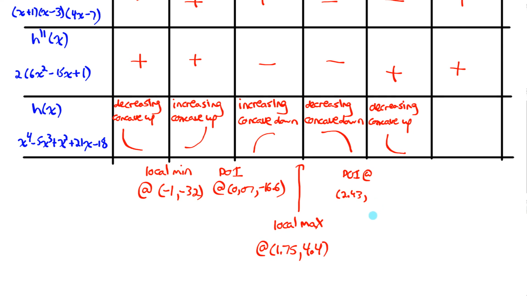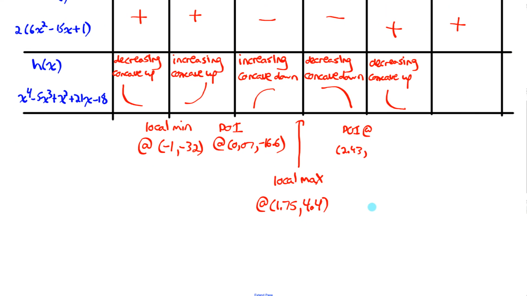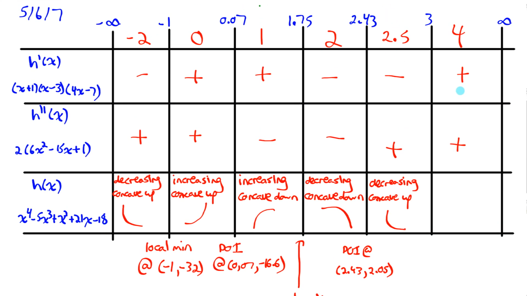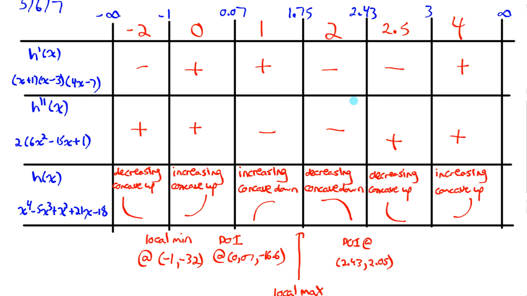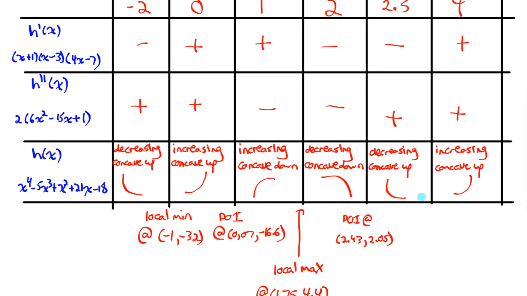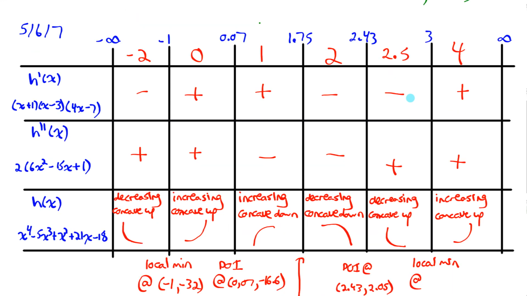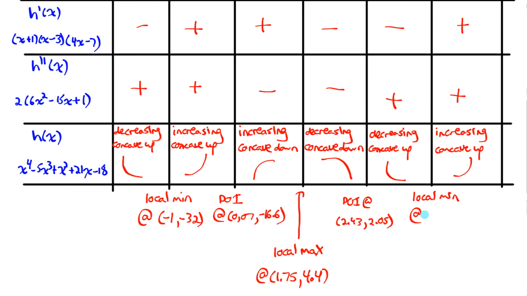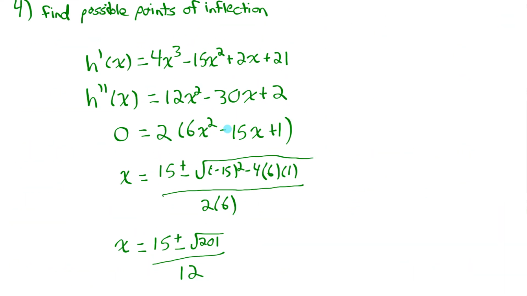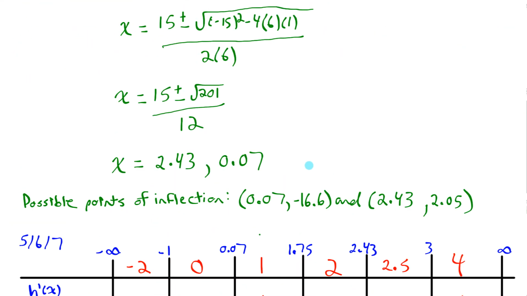And what was the y value of the original function at 2.43? We've already evaluated that. It was 2.05. And the last interval, it's an increasing function that's concave up. Increasing, concave up looks like this. The function switched from decreasing to increasing, so I know that's going to be a local min point at an x value of 3. And the y value of the original function at an x value of 3, I believe is 0. Yep, it is.